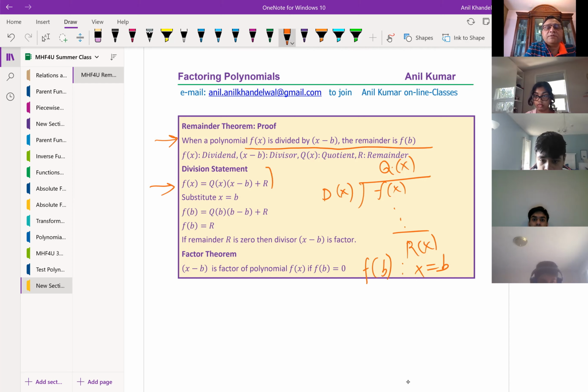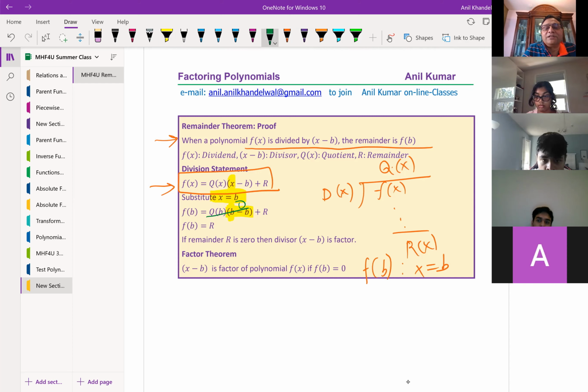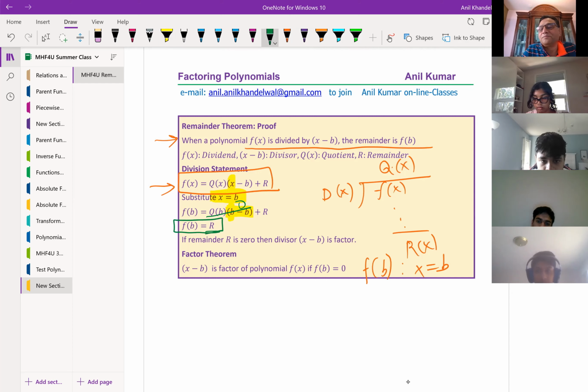In this equation, what happens if I write x equals b? If I substitute x as b, then what do we get? We get b minus b, which is 0, right? Anything times 0 is 0, correct? So f of b is the remainder. Do you see this? That is a simple proof that the remainder is actually f of b, correct? Do you see that proof?